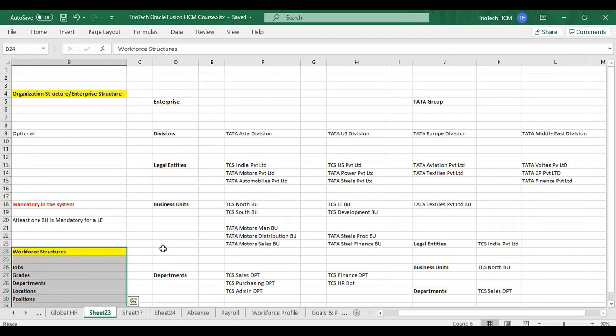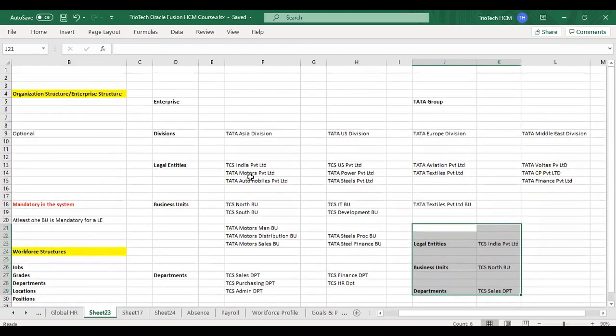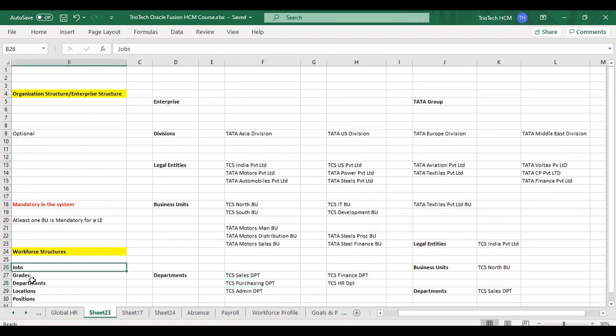These two things we are going to configure in our core HR module, team, and we are going to hire the employees into all this information, team: in this legal entity, in this business unit, in these departments, in these jobs, grades, locations, positions. So these all are to be configured as part of our core HR configurations, team. So once we are clear with all the requirements for all these things, then you can start configuring them in the system, team. Yes, Guru, any questions, please?